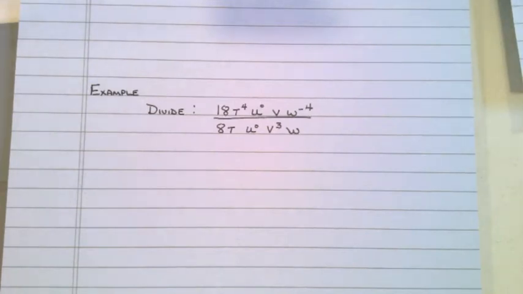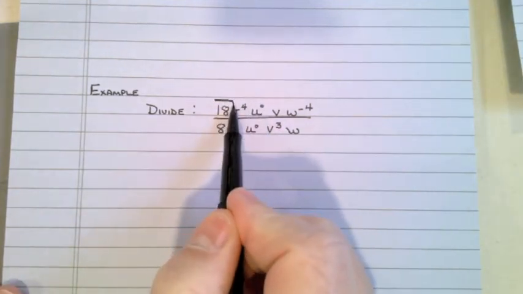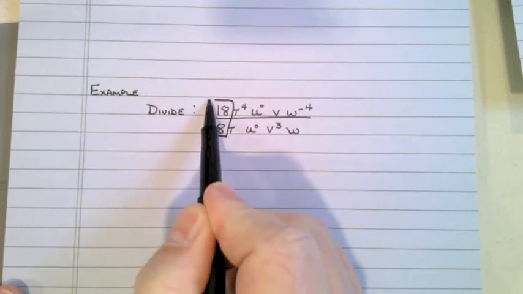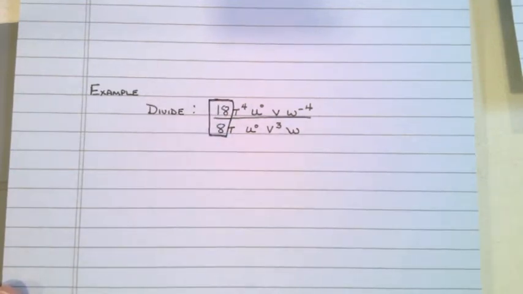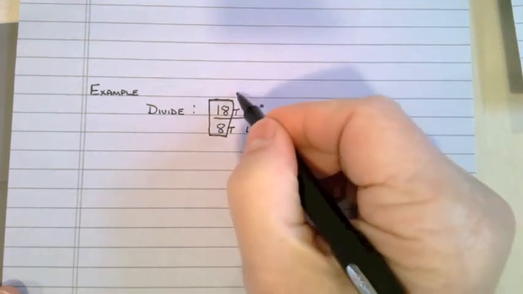Again, we're going to go through our rules. We're going to simplify the coefficients. We're going to subtract our exponents. And anything that has a negative exponent needs to be moved into the denominator. So let's look at our coefficients. Let's reduce this like it was a fraction. That means I need to find a number that will go into 18 and 8. 2 will go into both of those.